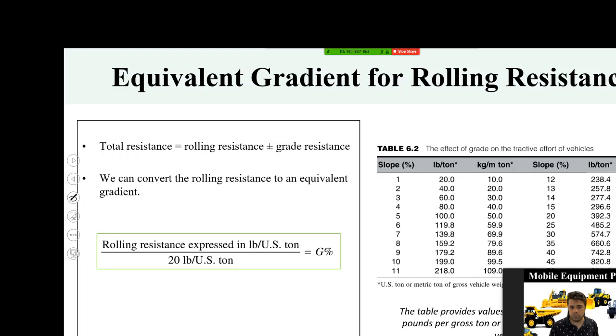For that, rolling resistance, which was expressed in pounds per US ton, must be divided by 20. That's an empirical value, and it gives us a good estimate of the equivalent grade resistance. So again, what we are technically doing is converting the rolling resistance into a grade percent so that it can be added to the grade resistance to find the total resistance.